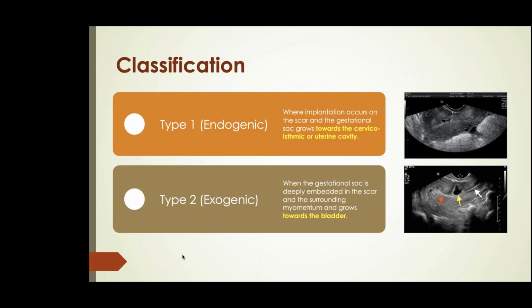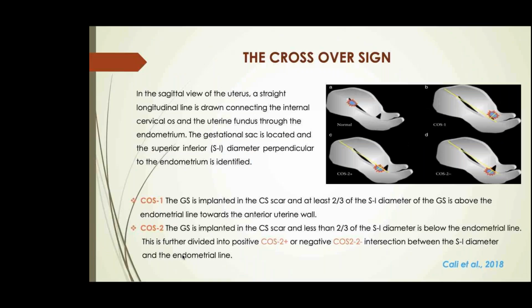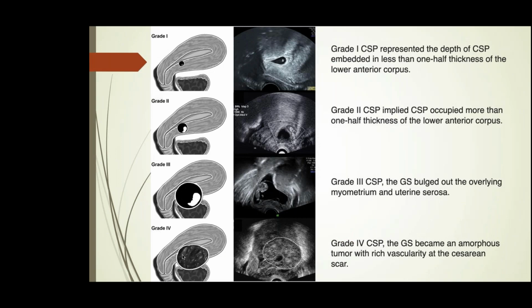So if we can see here, the simple one, again, is type 1 endogenic, type 2 exogenic, inside the cavity or towards the bladder. You have the crossover sign, again, a longitudinal line in the uterine cavity: above it, crossover sign 1, below it, crossover sign 2. And there are grades according to how much through the myometrial thickness the sac is implanted: less than 1/2, more than 1/2, bulging through the uterine serosa, and formation of an amorphous mass.